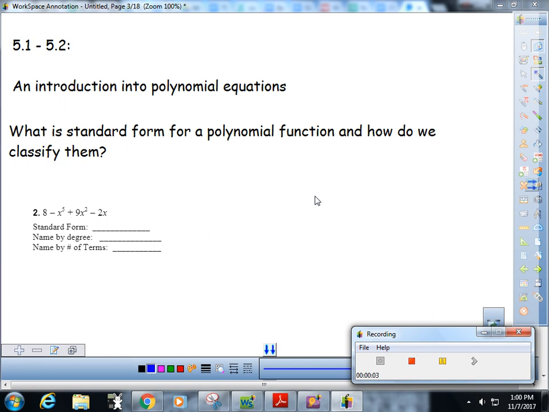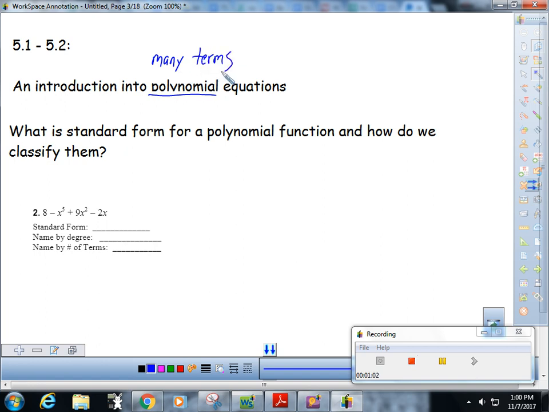Okay. All right. This is an introduction into everything that you'll need to know for 5.1 and 5.2. You'll notice that we're going to do Chapter 5 relatively quickly because, again, most of it can be done in our graphing calculator. So, this is an introduction into polynomial equations. Polynomial, okay? That means many terms. Do you guys understand that poly just means more than one?